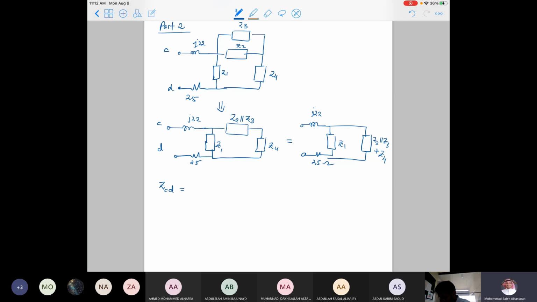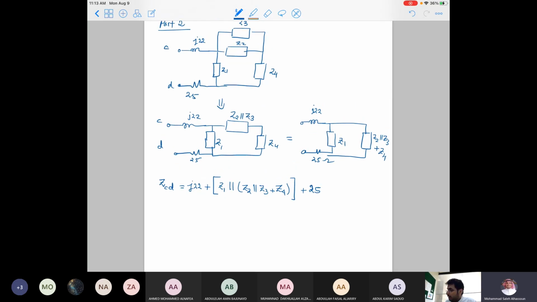ZCD is going to be J22 plus, I'm getting Z1 in parallel with Z2 parallel with Z3 plus Z4, plus 25. Okay.